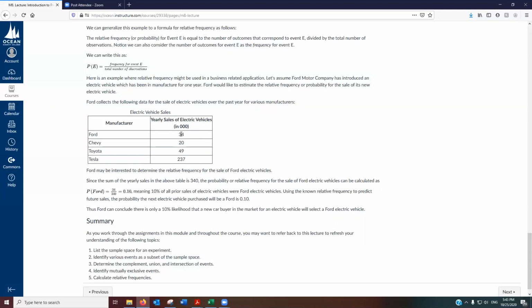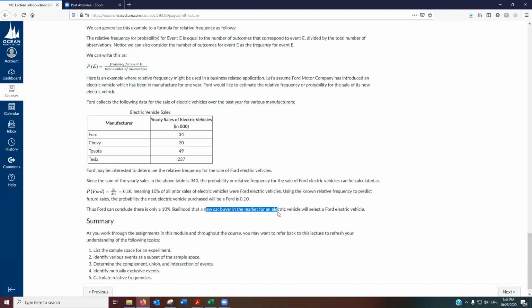Well, there were 34,000 Ford electric vehicles sold divided by the total, right? The total number of observations. I'm going to add up the numbers in this column. If you add up these numbers, it turns out to be 340. 34 divided by 340 is 0.10. So the relative frequency here is 10%. So it means there's only a 10% likelihood or a probability of 10% that a new car buyer that's going to buy an electric vehicle will select a Ford.